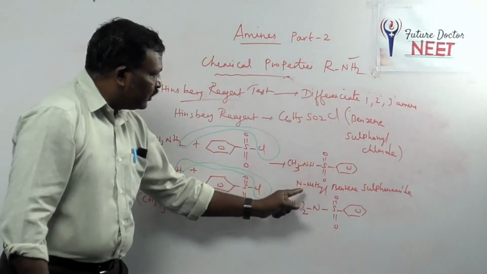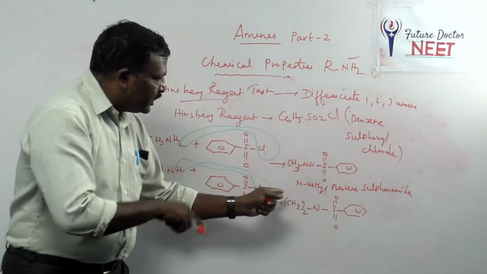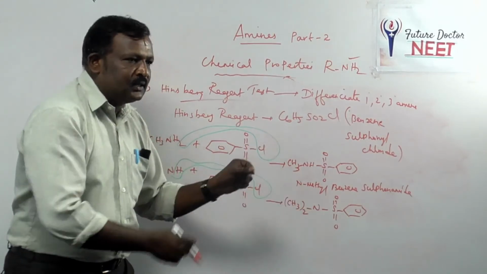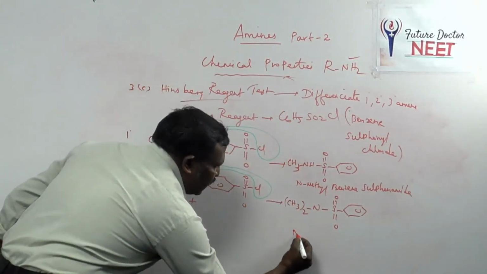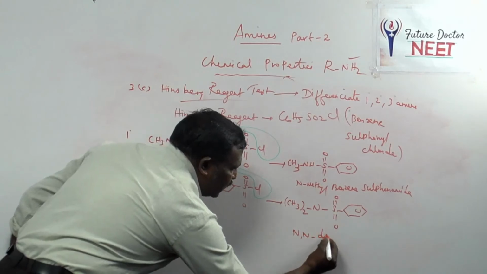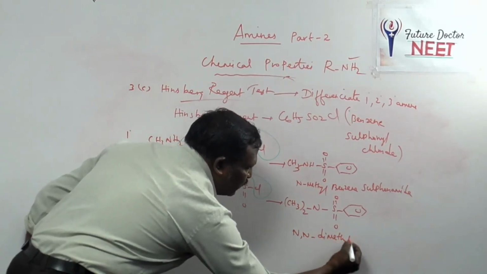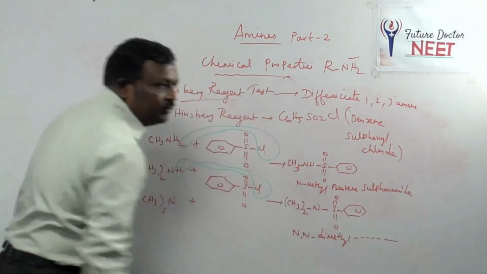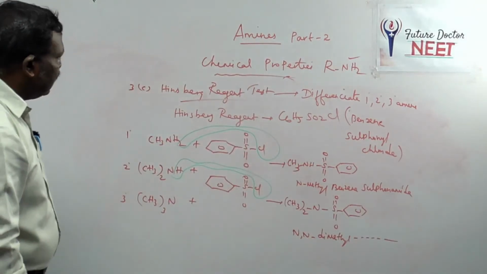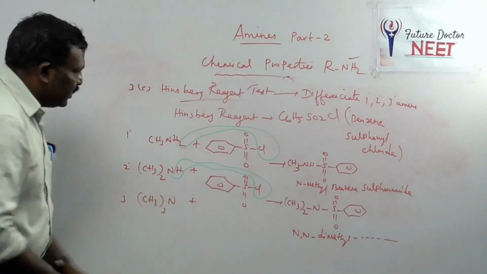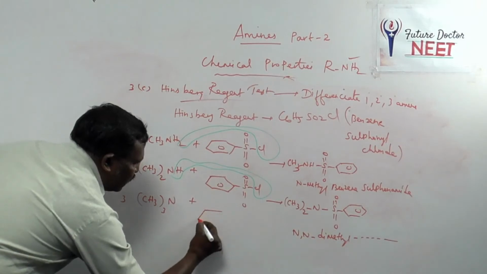Only one nitrogen methyl is attached, but if one nitrogen has two methyl groups attached, then only we can say N comma N dimethyl. Are you following? N,N-dimethyl benzene sulfonamide, the same name.